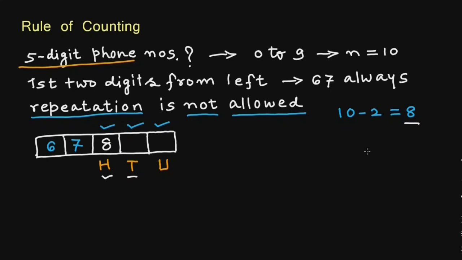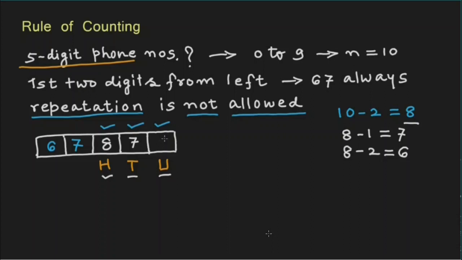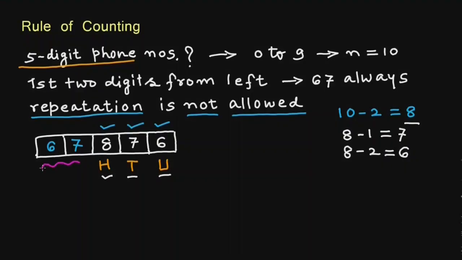The tens place can be filled in 8 minus 1, that is 7 different ways, and the units place can be filled in 8 minus 2, that is 6 different ways. Since 67 is never going to change, we will consider 67 to be the first place, which can be filled only by a single way, multiplied by 8 multiplied by 7 multiplied by 6. That will be 336 telephone numbers. So under the given conditions, we can form 336 5-digit telephone numbers.